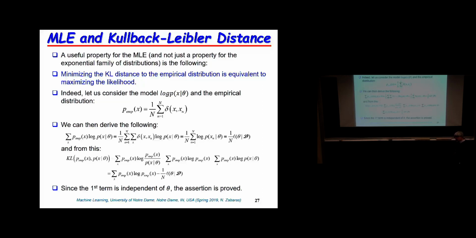That's the empirical distribution. So it comes out that if you take the KL distance between the actual distribution and the empirical distribution, and you try to find the parameters theta that minimize this, this problem is the same as the problem of maximizing the likelihood.